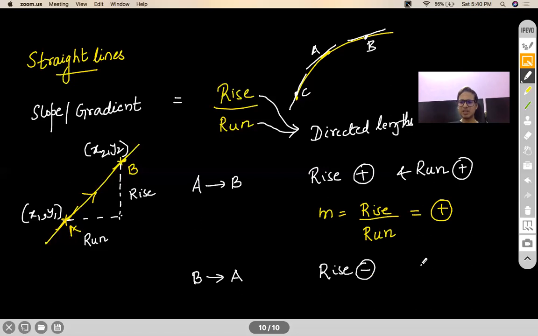Okay, your run will also be negative. As you can see, when you're coming from B to A in this direction, you're coming down. That means you're descending a mountain. When you're descending the mountain, you're losing height. That means your rise is negative there, right? And your run is also negative here, isn't it? Because you're moving towards the left side, correct?